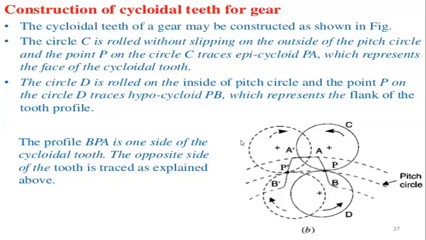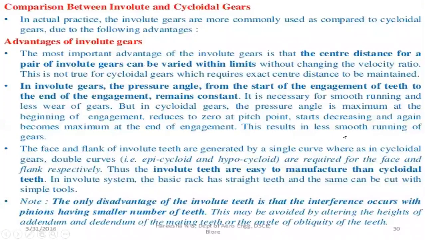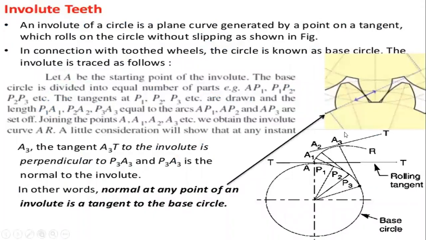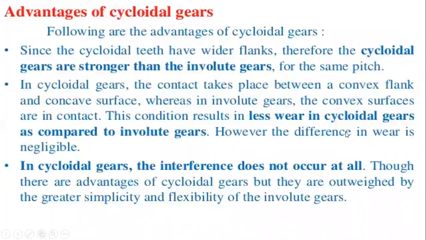That is the only difference between the two sections. The meshing part is the main one at the interference point. In the cycloidal gear, it is taken for both rack and pinion type, but in the involute we take it in the rack type only.